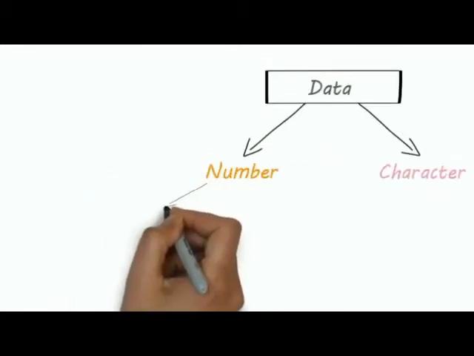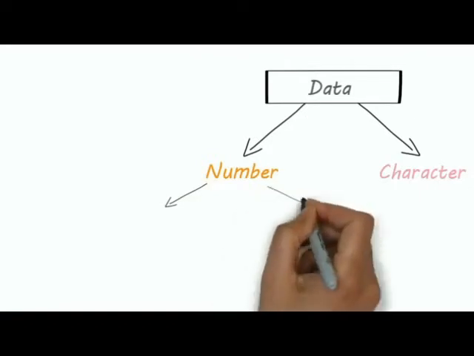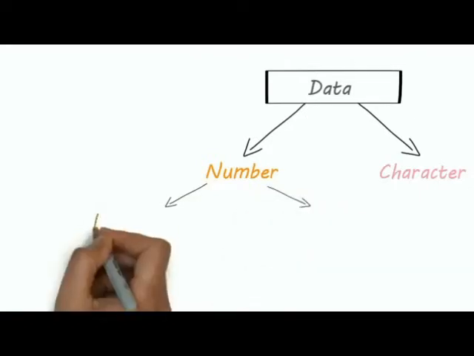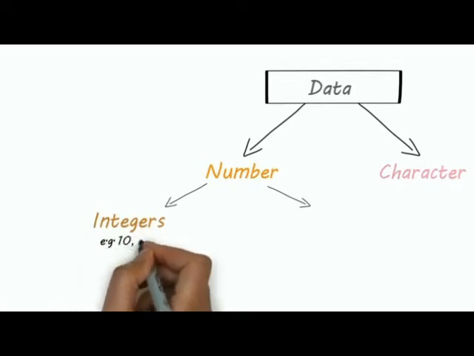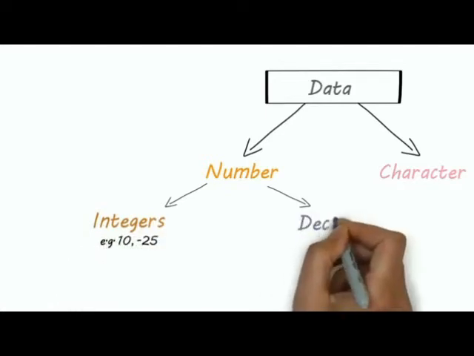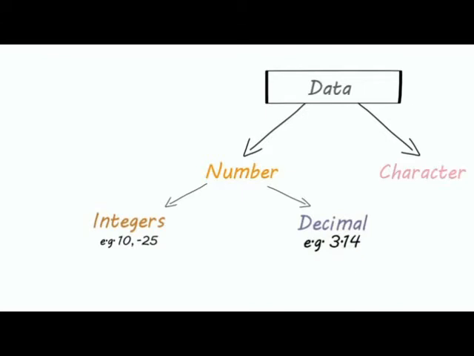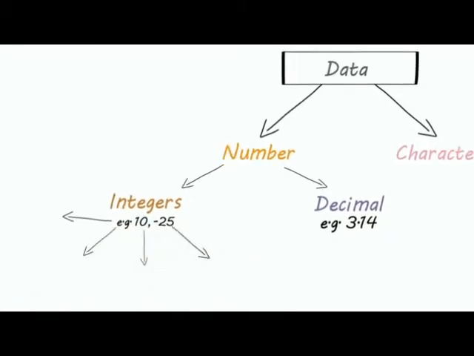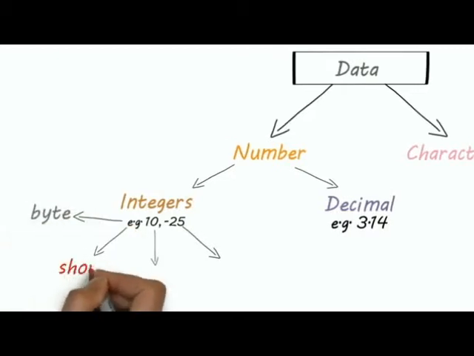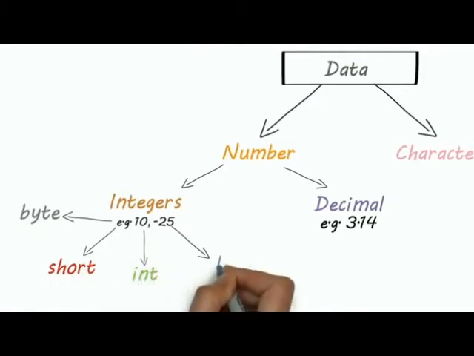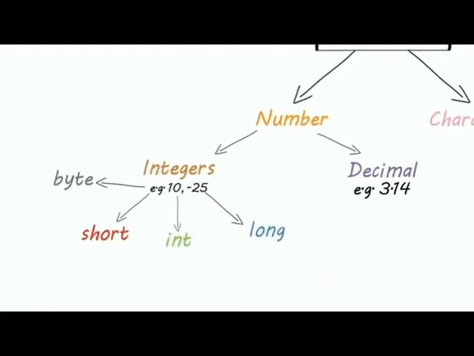In numbers we have two types, integer and decimals, or we can say floating point. Integer is further divided into four types: byte, short, int, and long. Now, why do we need these four different data types? For just integer, why not use one of these?